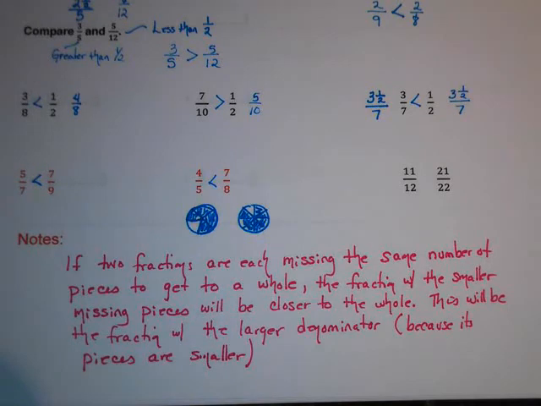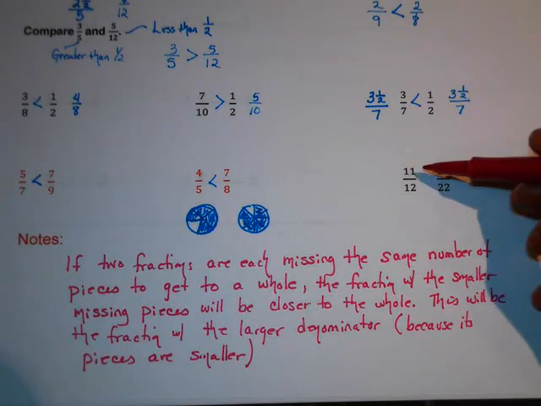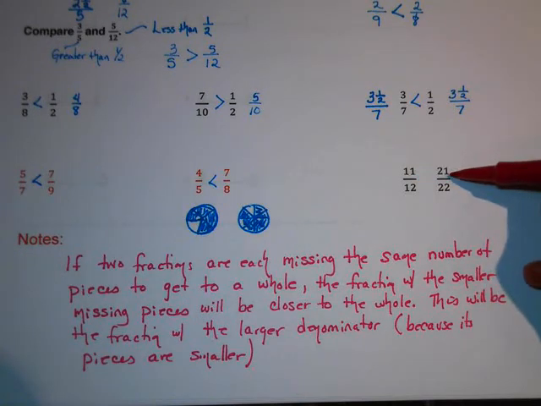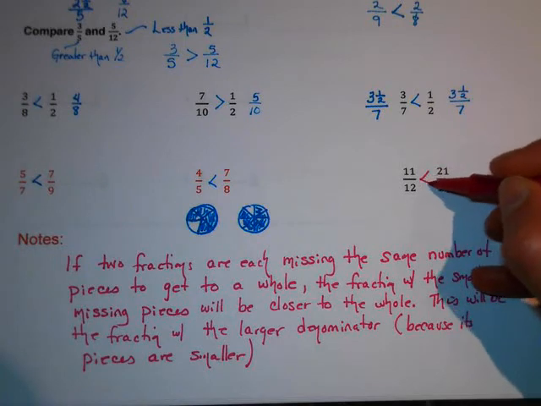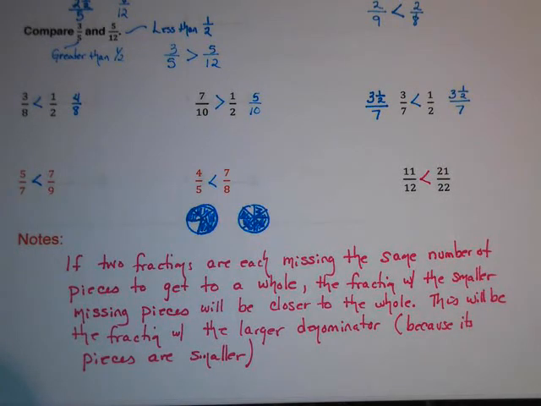Give me a minute to copy that down. So if 2 fractions are each missing the same number of pieces to get to the whole, the fraction with the smaller missing pieces will be closer to the whole. This will be the fraction with the larger denominator. Both of these are each missing 1 piece to get to the whole. Something that's been divided up into 22 pieces, the pieces are really small. So the 1 missing piece is going to be a very, very teeny piece, so this one is going to have just about the entire circle filled in.